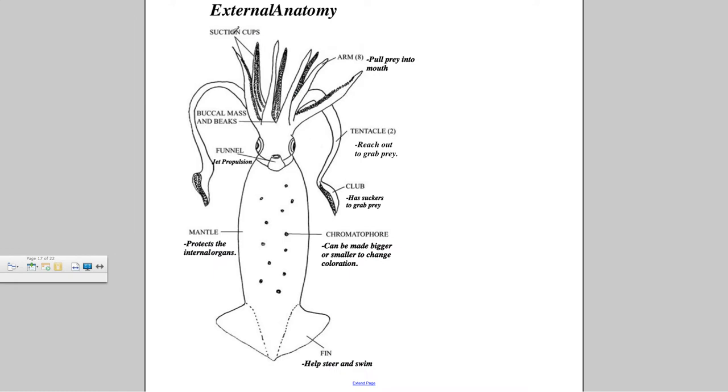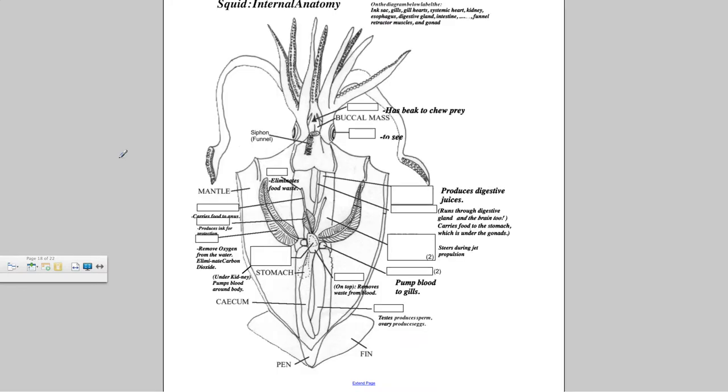Moving over, here again is checking. This is called the club, even though we called it suckers. It's fine. It's just called a club because it looks kind of like a club arm. But if you put suckers, that's fine. If you put siphon here, that's fine. Siphon is the funnel. Moving on to the internal.